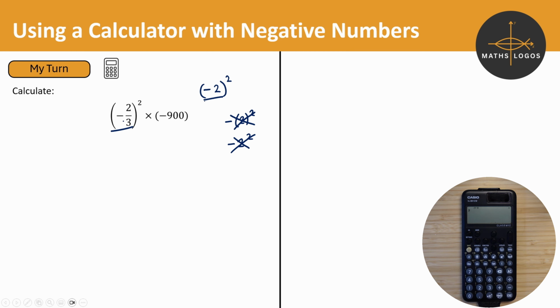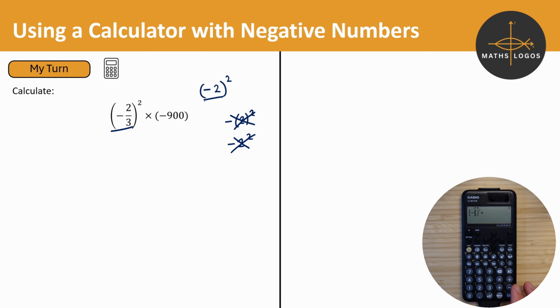Let's go ahead and use our calculator. So the first thing I'm going to do is put down my bracket, then I'll put down my fraction bar, and then I'll put in my negative, and then I'll do 2/3 as my fraction, close my bracket. Then I go over here and I type in the squared symbol like this. And then I'm going to multiply it by -100.